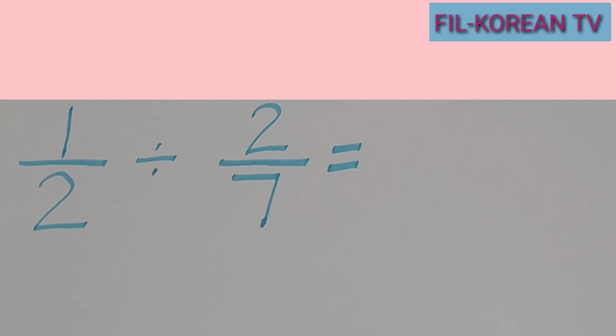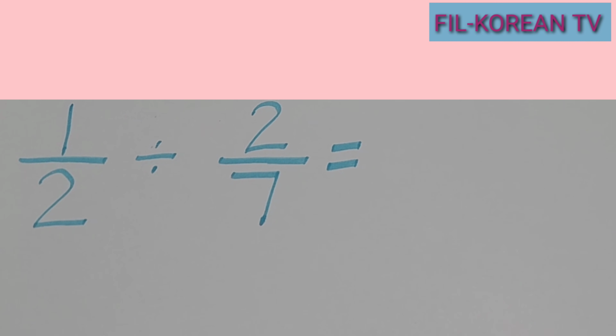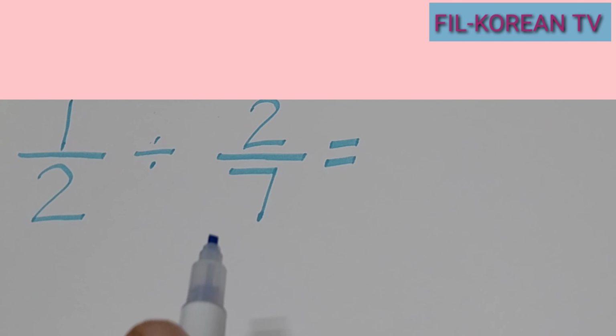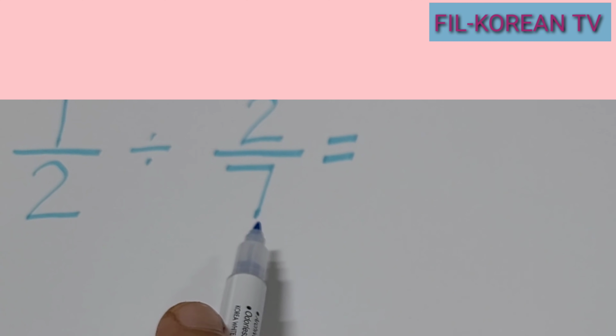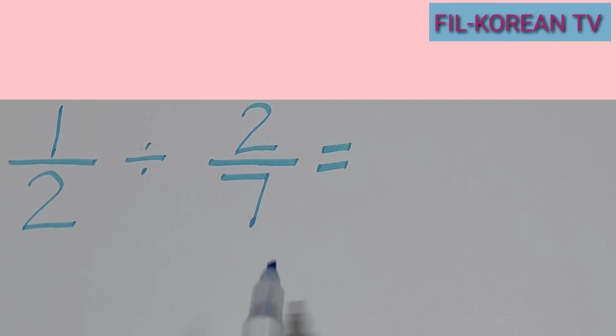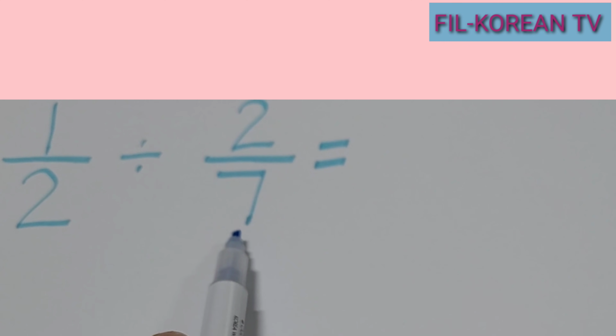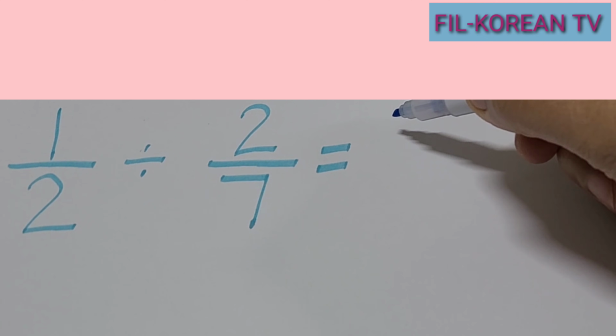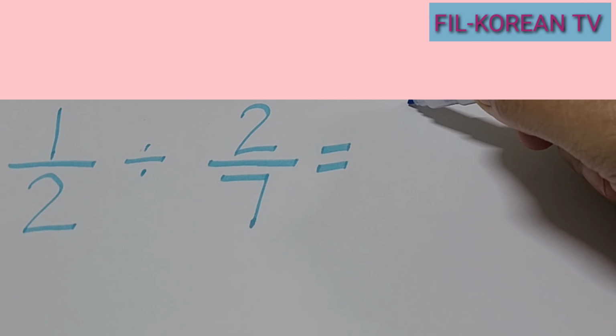their product is 1. So, ibig sabihin ng reciprocal, ito yung number na related sa given number na kapag i-multiply natin, yung answer nila ay 1. Yung product ay 1. Okay, so, kukunin natin yung reciprocal ng divisor na 2/7. Yung dividend is 1/2.